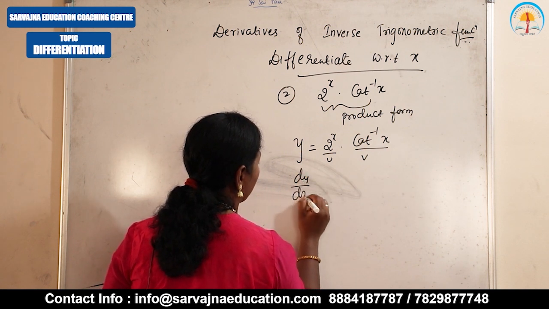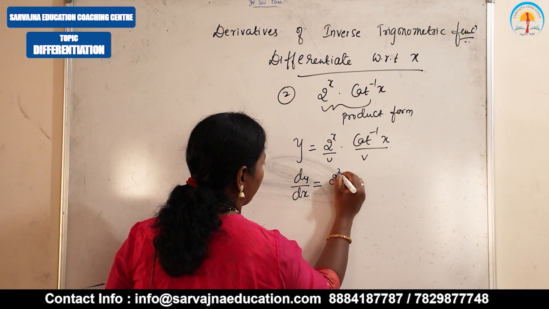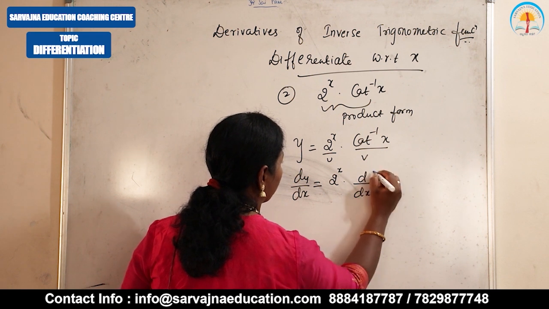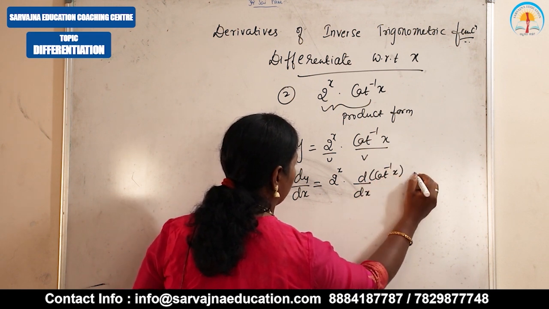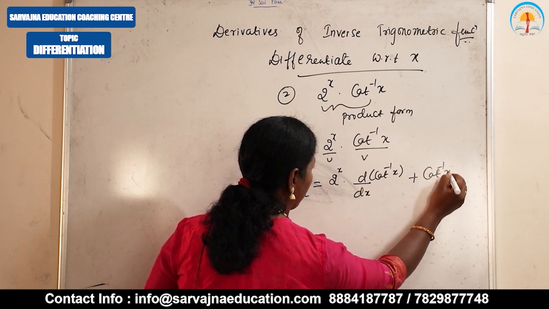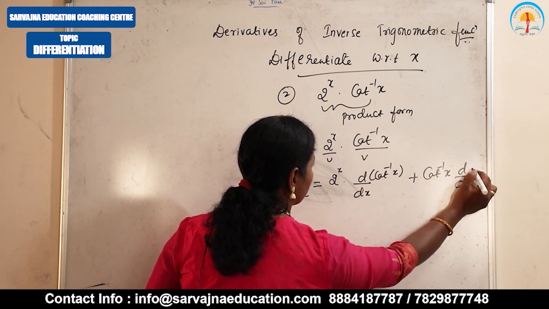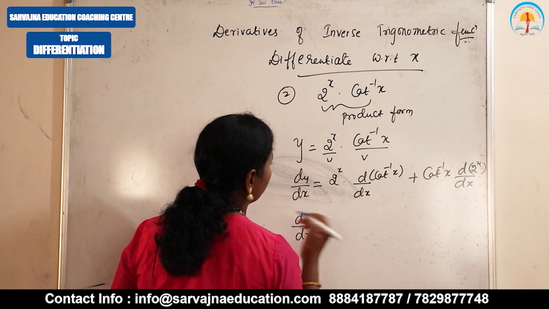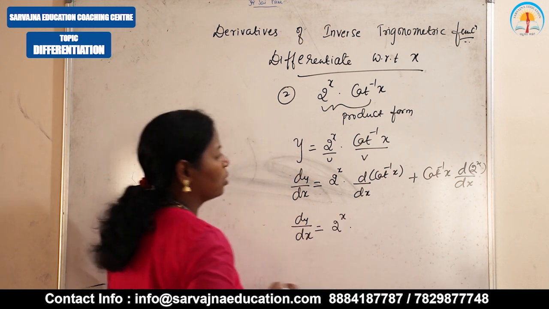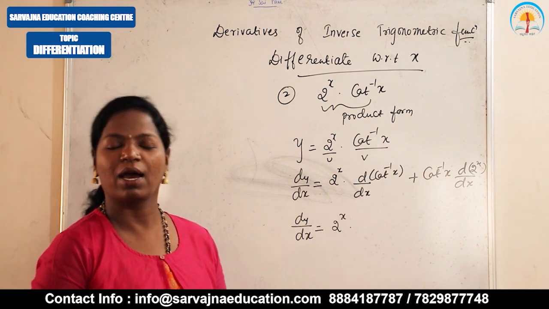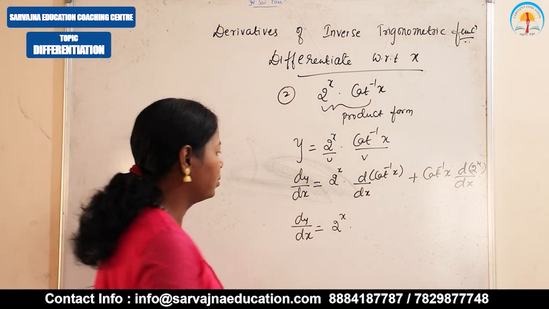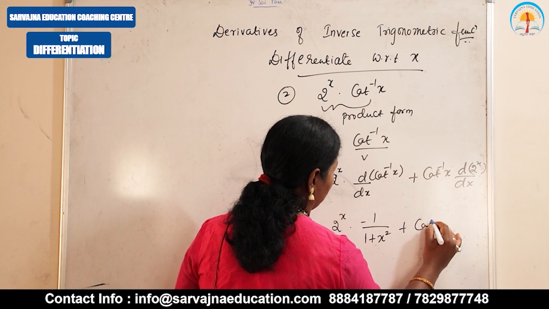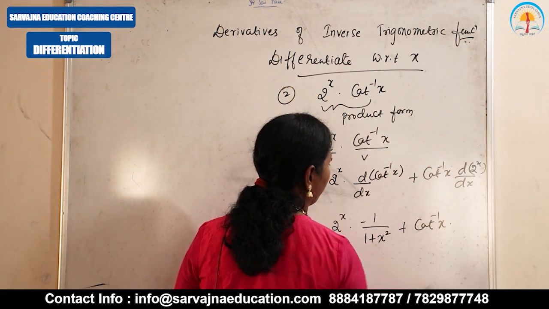dy by dx is equal to 2 power x keep as it is, it's the first function, differentiate the second function, d by dx of cot inverse x, plus keep the second function as it is, differentiate the first function. So dy by dx is equal to 2 power x. Guys, cot inverse x differentiation is minus 1 by 1 plus x square, minus 1 by 1 plus x square, plus cot inverse x into 2 power x.